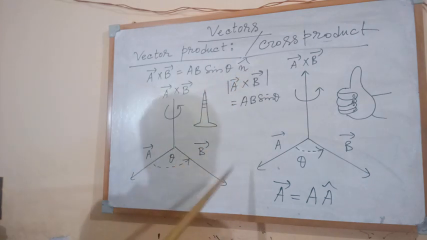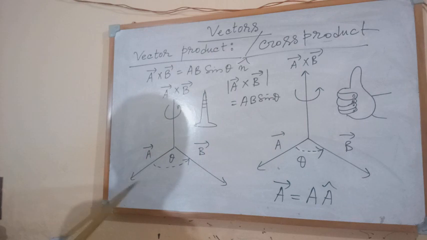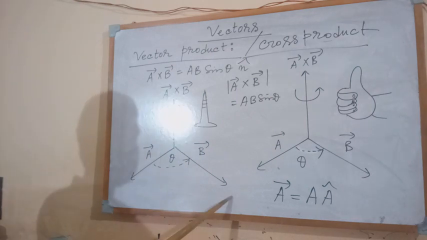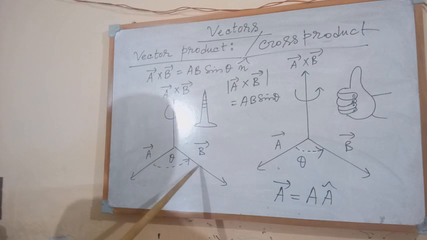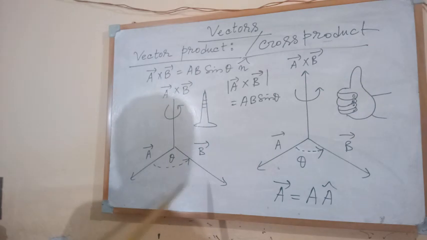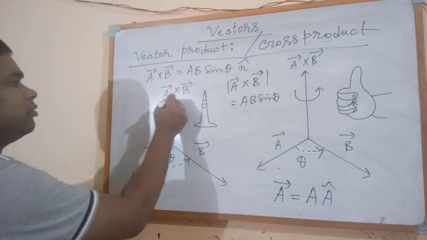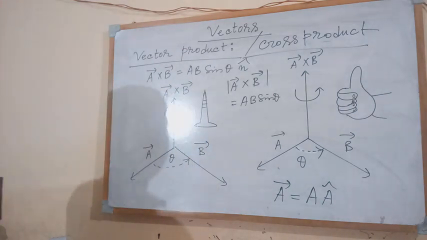Okay. Here we have to see this figure. Here A vector is directed along this direction and B vector is along this direction, and theta is the angle between A vector and B vector. And where is the direction of A vector cross B vector? That is along this direction. How can you determine the direction of A cross B vector?